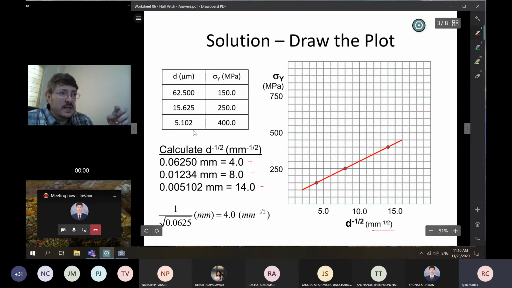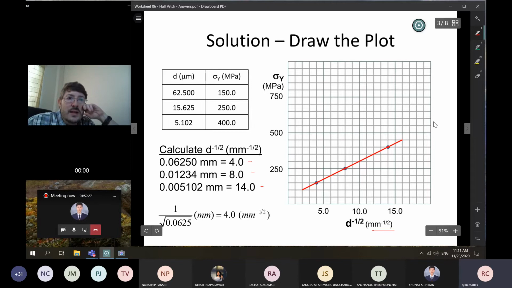I didn't pick these randomly. I picked them so I got nice whole numbers here, so it's easy to graph, right? So we have 4, 8, and 14. And we have our strength values. Those don't change: 150, 250, 400. All right, 3 points. Now we have a line connecting them. That would be our graph.